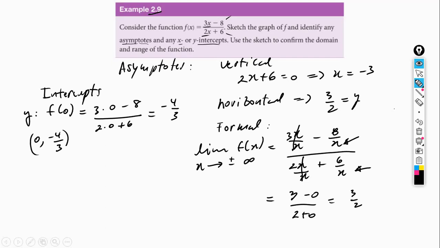And then for the x-intercept, we would have to find the value of x that makes the function equal to 0. Now, since the denominator cannot equal 0, that depends on the numerator. So what is the value of x that makes 3x minus 8 equal to 0? So we solve this for x, and we're going to get that x is equal to 8/3. Therefore, the x-intercept is going to be 8/3, comma, 0.